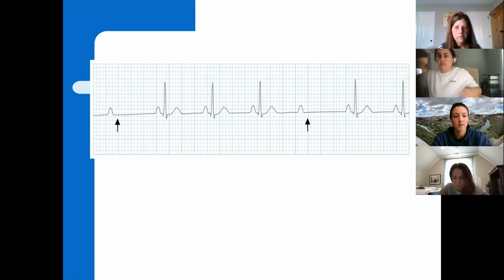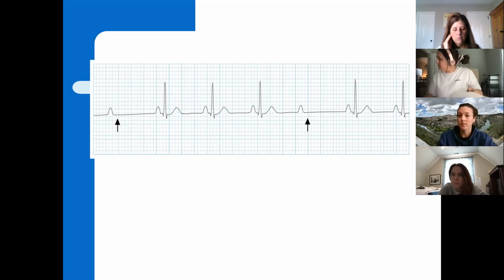Miss Stephen, there's not like a set, like you'll have like 3 QRSs and then a drop, and then 3 QRSs and a drop. No, it's just intermittent. It's just random. Yeah. Yep.